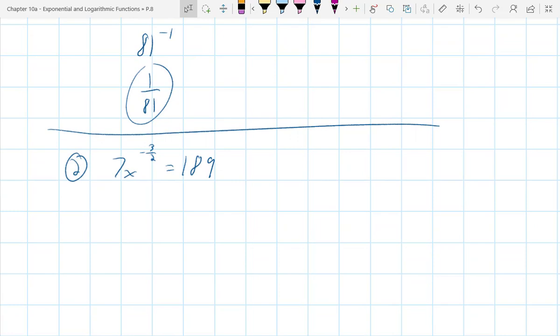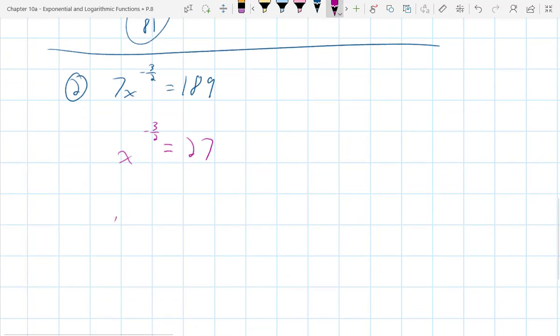And just that presence of that 7 as a coefficient means there's a first step that you can't get around, which is divide by 7. So you get x to the negative 3/2 equals 187 divided by 7, 27. Then to undo raising to the negative 3/2, you have to do something to the other side. Raise to the negative 2/3. Be careful, because that's going to change everything if it's not negative.